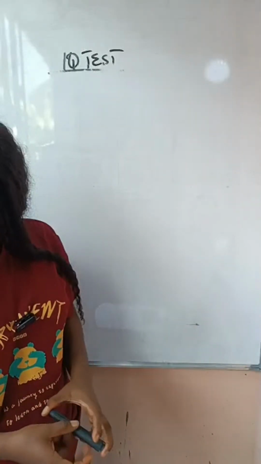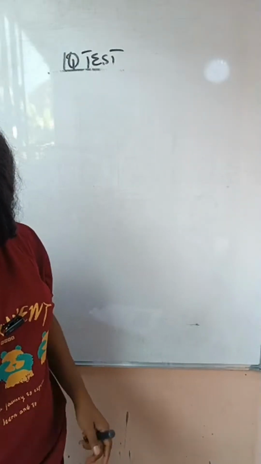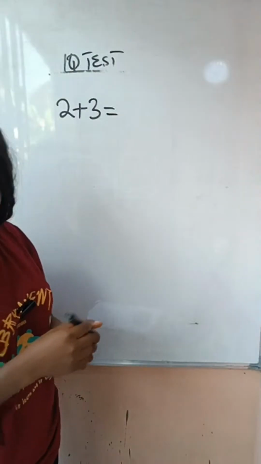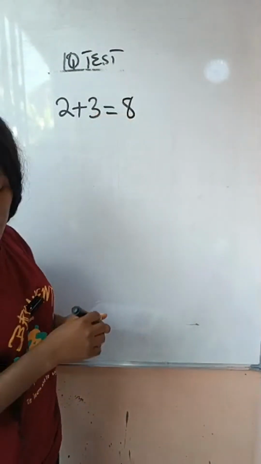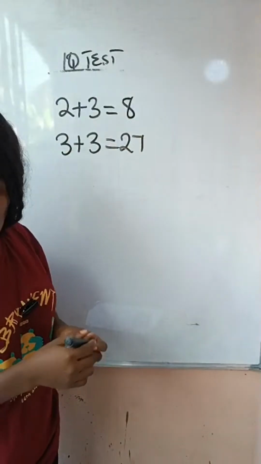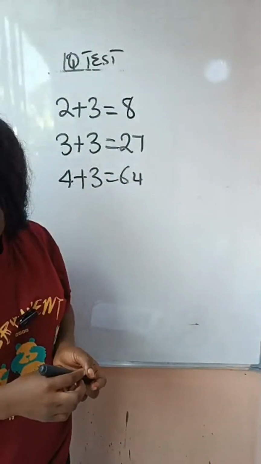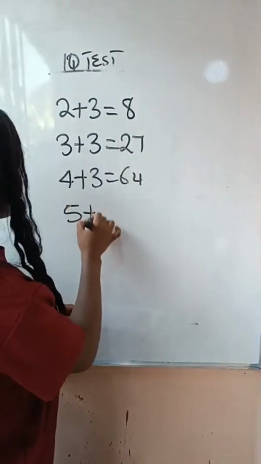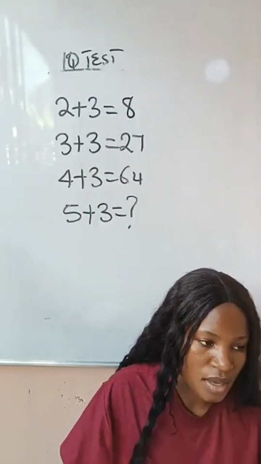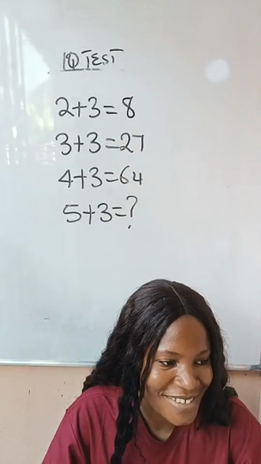All right. So we have this. 2 to the power 3 is equal to 8. 3 to the power 3 is 27. 4 to the power 3 is 64. Now what is 5 to the power 3? That's too hard. Coincidence is 125.